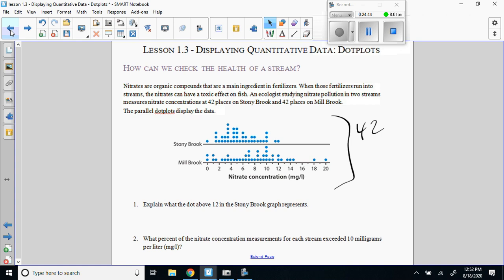Okay. Did I explain how to do number 2? Count the number of dots above 10 for this one. So that would be that over 42, right? Count the number of dots above 10 on this one. What percent? Part over whole, percent's a fraction, right? So you gotta do it for both Stony Brook and Millbrook. It says for each stream, right? You with me?